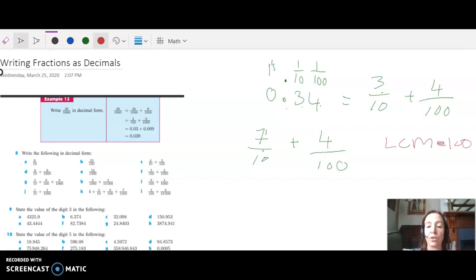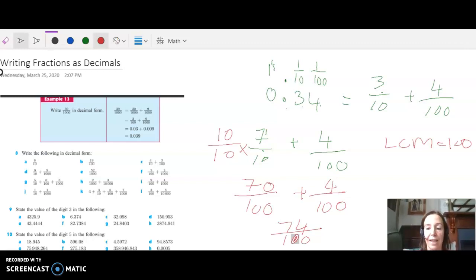So 100 is already out of 100, so what do I need to do to this one? I need to multiply it by 10 over 10, because 10 times 10 gives me 100. Remember, it's always the denominators we look at. So this would be 70 over 100 plus 4 over 100. So it would be 74 out of 100.